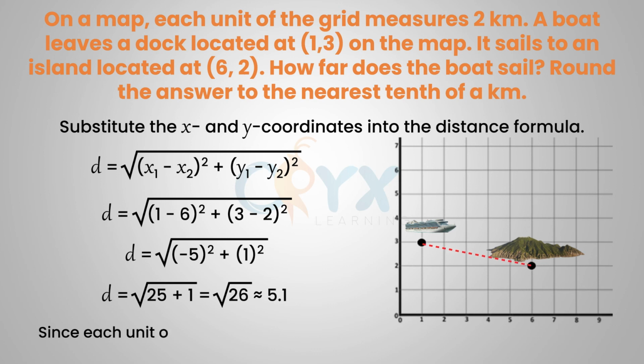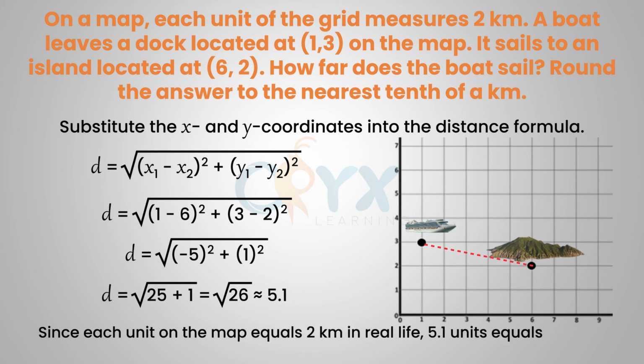Since each unit on the map equals 2 kilometers in real life, 5.1 units equals 10.2 kilometers. So the boat traveled approximately 10.2 kilometers to the island.